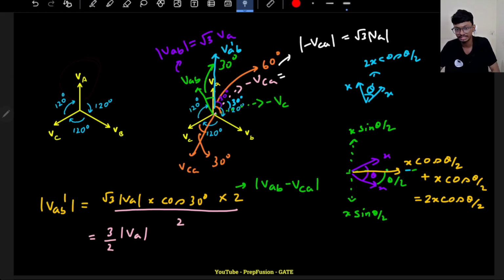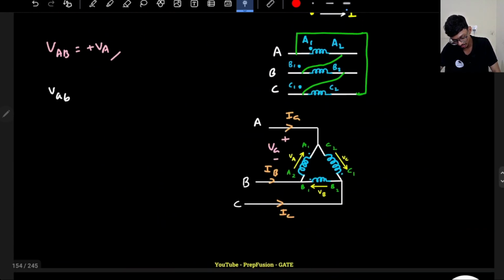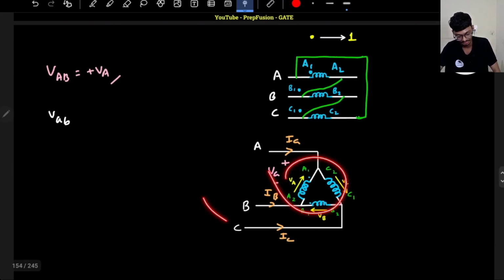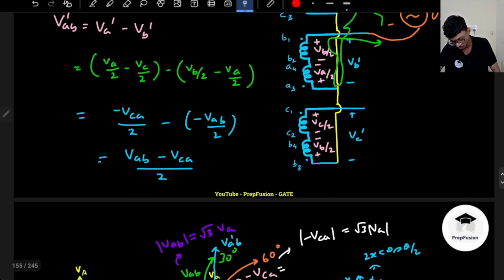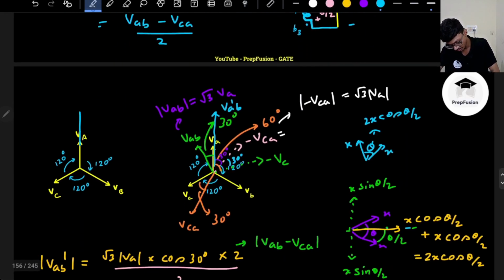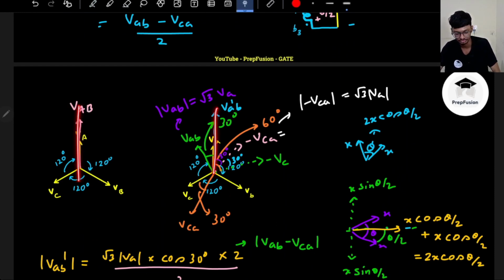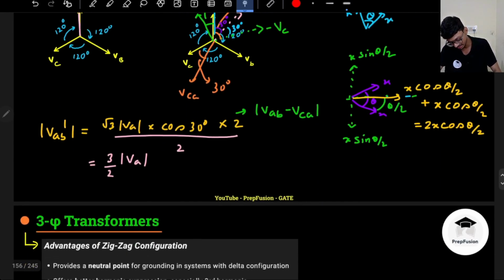What is my capital VAB? My high voltage was delta connected, so it was plus VA only. Can you notice now? Can you tell me the phase difference? The phase difference here is 0 degrees only, right? Because it is also on the top. VAB dash and VAB are in the same phase.